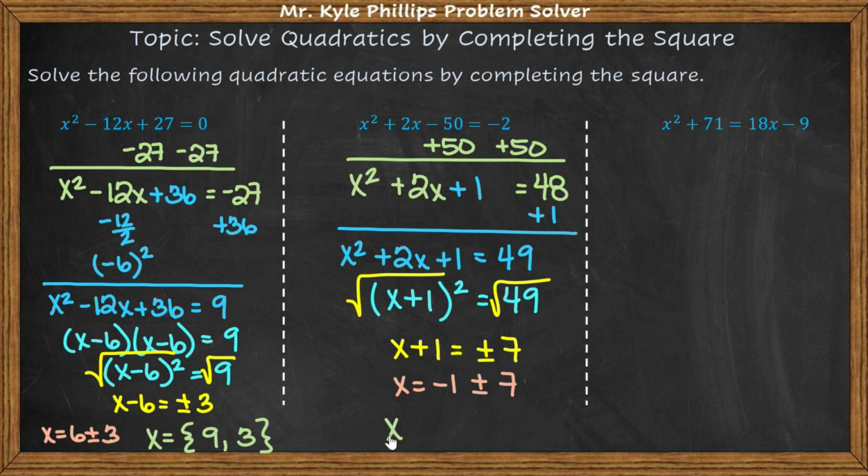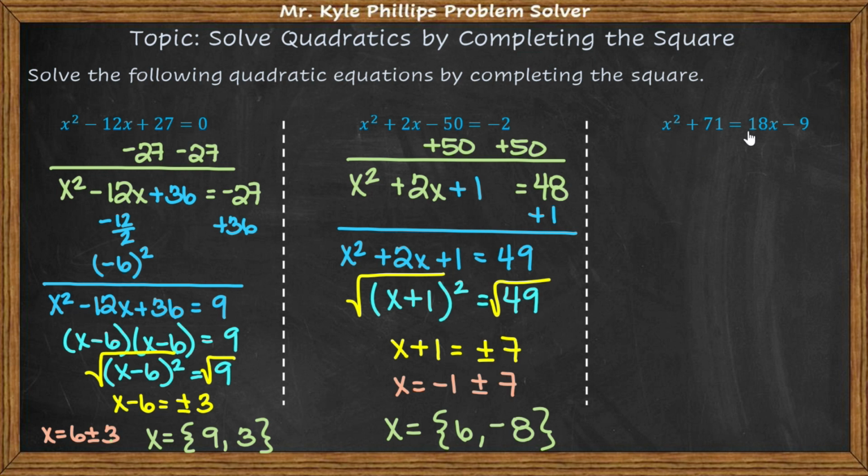So now x is going to equal negative 1 plus 7 is 6. Negative 1 minus 7 is negative 8. And again, here you could have taken the negative 2 and added it to both sides, and then that trinomial would be factorable. That's fine. But what we're doing is building a skill set so that it doesn't matter what trinomial we have, we can make it factorable.